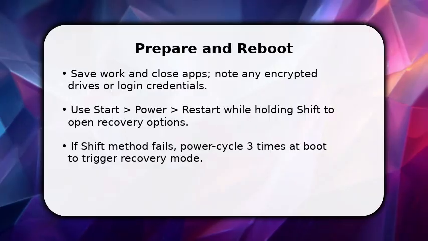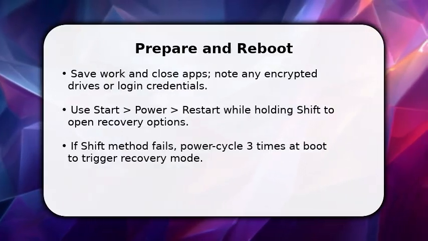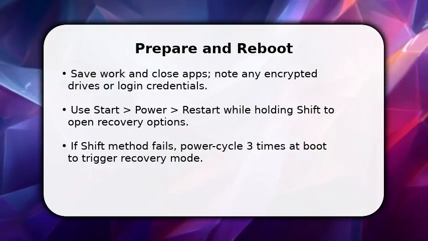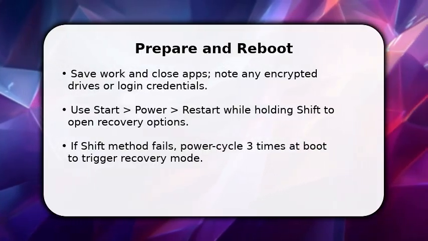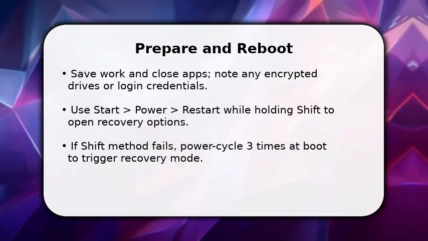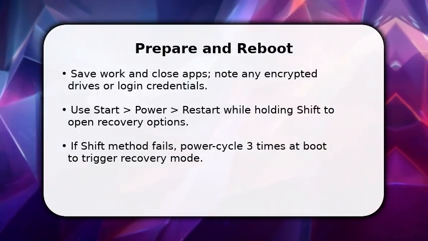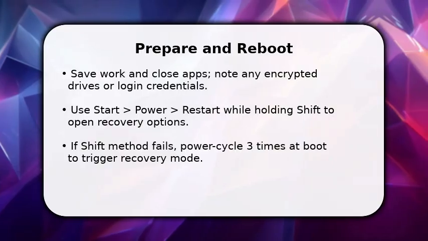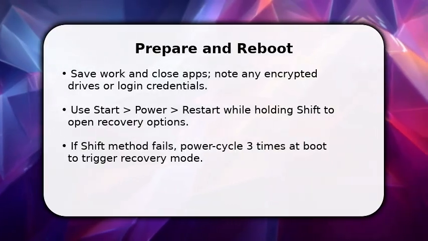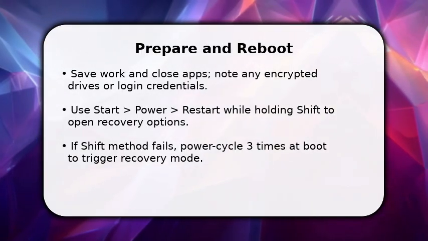Enjoy the video. You start by preparing the machine and triggering recovery. Save files, close apps, and make sure any BitLocker or firmware passwords are available. Then use Start, Power, Restart while holding Shift to jump to recovery options. This forces the system into the special menus instead of a normal boot.